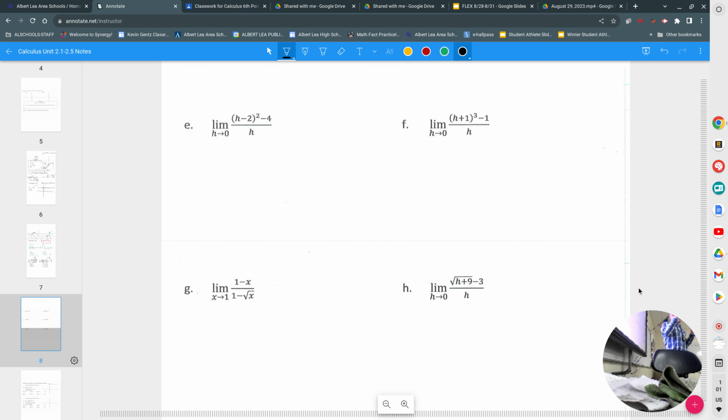Okay? I always like to start by plugging in 0. And notice if you plug in 0, you're going to get negative 2 squared, which is 4, minus 4 all divided by 0. And that gives me 0 over 0, does it not? So any thoughts on what I can do to maybe work this out?